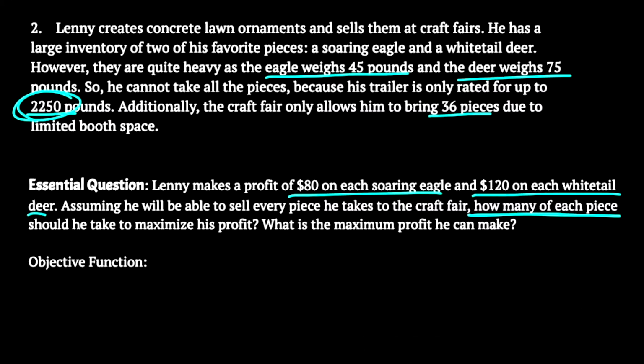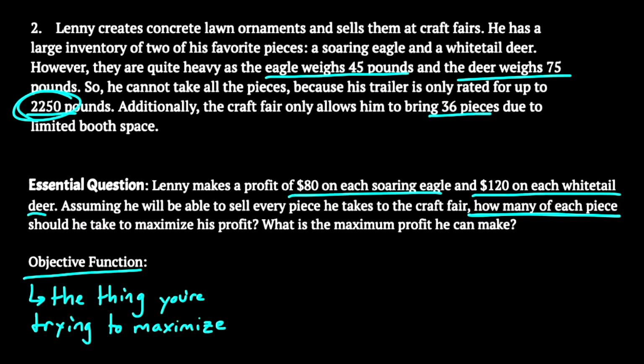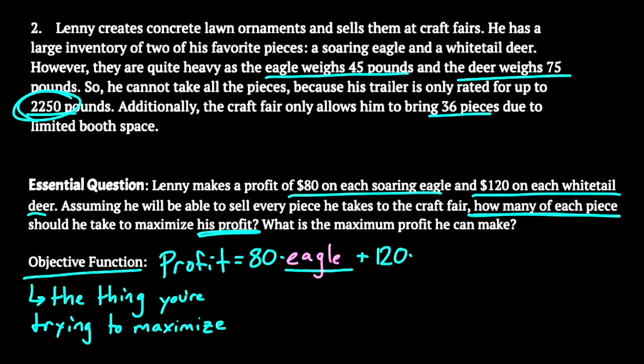The first vocab word we see here is objective function, and that's just the thing that we're trying to maximize. In this case, it's profit. So let's write out an equation for how we make profit. He makes $80 for every soaring eagle, so we'll say $80 times, and then I'm not sure how many eagles, so we're going to have to use some variable for that. I'm just going to leave a blank for now. Maybe for now we can just write the word eagle in there. So $80 per eagle, and then plus he also makes $120 profit for every deer. So we'll say 120 times, again, we're not sure how many deer he'll bring, so we'll just leave this blank for now. And so the main question is how many of each of these should he bring?